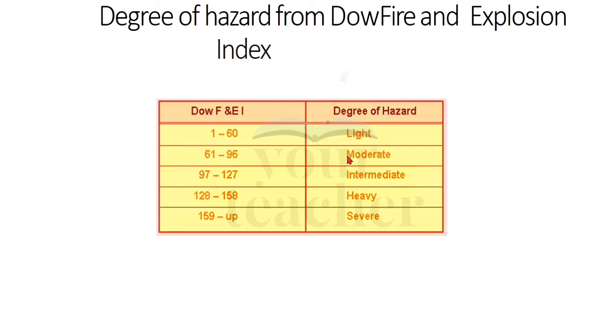By calculating this equation, we can know the degree of hazard in a particular operation. If the value ranges between 1 and 60, the degree of hazard is light. 61 to 96 is moderate. 97 to 127 is intermediate. 128 to 158 is heavy. Greater than 159 is a severe degree of hazard in an operation.